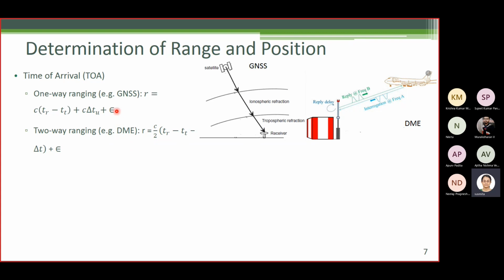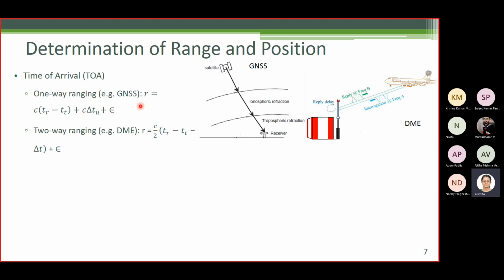Now, in this case, since the receiver needs to know the time of transmission of the signal from the satellite, and it also requires multiple satellites, it is important that all the satellite clocks are synchronized to a common reference time. So time synchronization of satellite clocks is also very important in one-way ranging. If the clocks are not synchronized, then that will introduce additional error, and it is highly sensitive because any small error will be magnified by the speed of light.